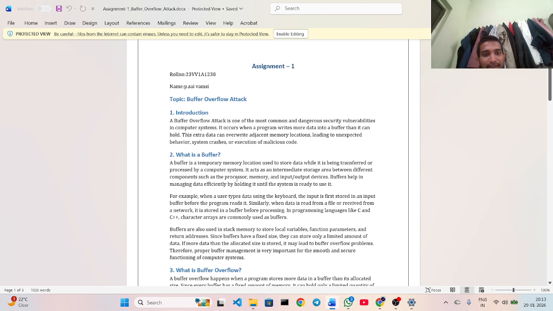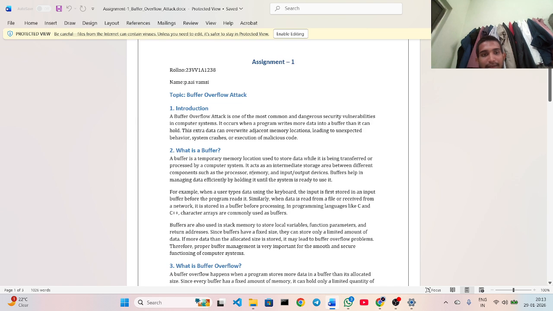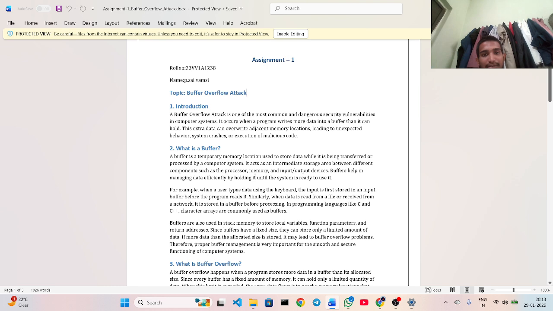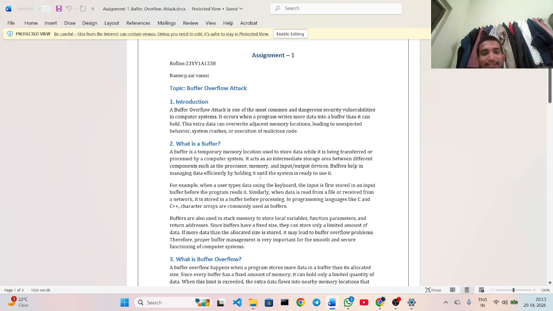What is a buffer? A buffer is a temporary memory location used to store data while it is being transferred or processed by a computer system. It is an intermediate storage area between different components such as processor, memory, and input/output devices. Buffers help in managing data efficiently by holding it until the system is ready to use it.